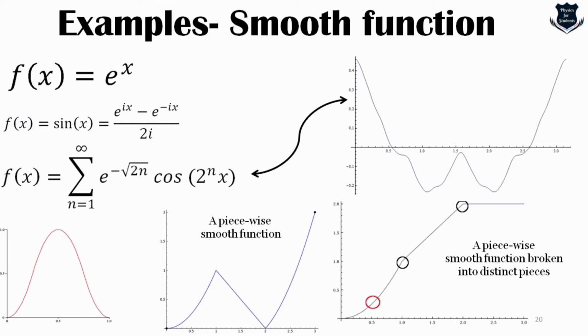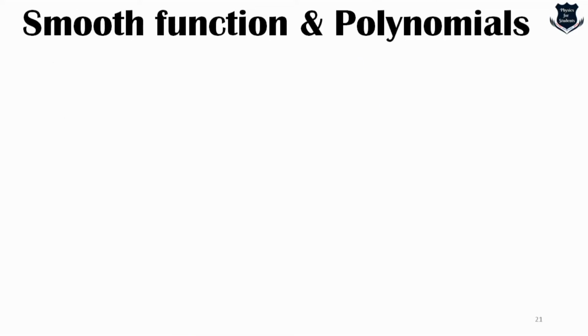This one is a piecewise smooth function broken into distinct pieces, and on each piece both the function and its derivatives are continuous. Remember, both the function and the derivatives are continuous. So a piecewise smooth function may not be continuous everywhere. However, the only discontinuities that are allowed are a finite number of jumps or discontinuities. Okay.